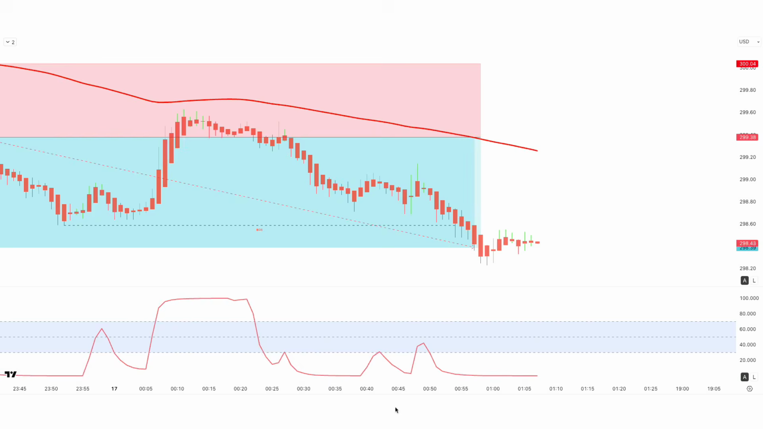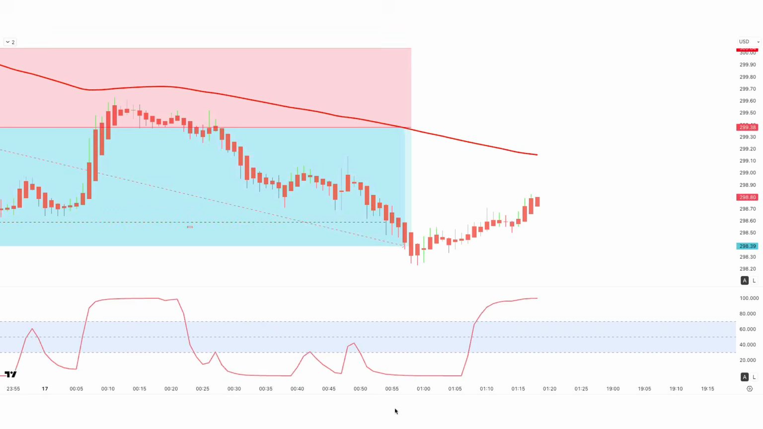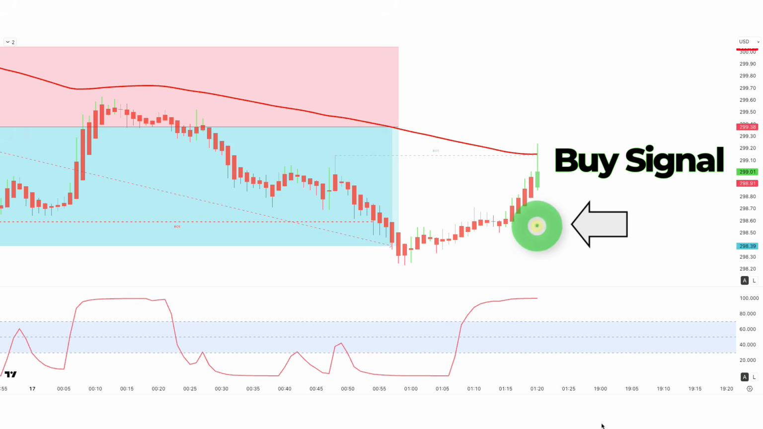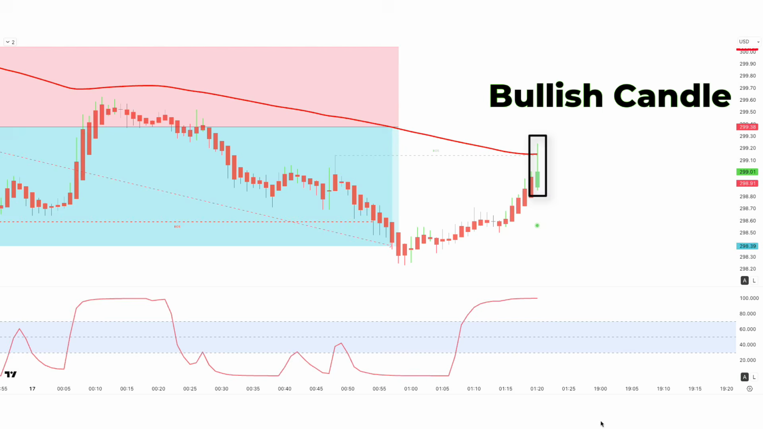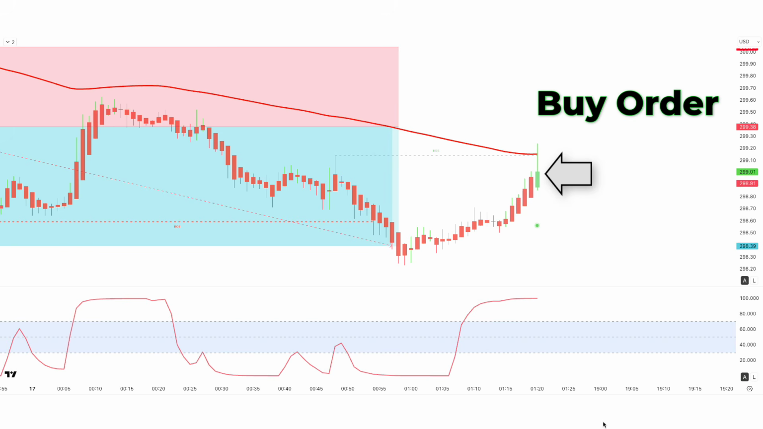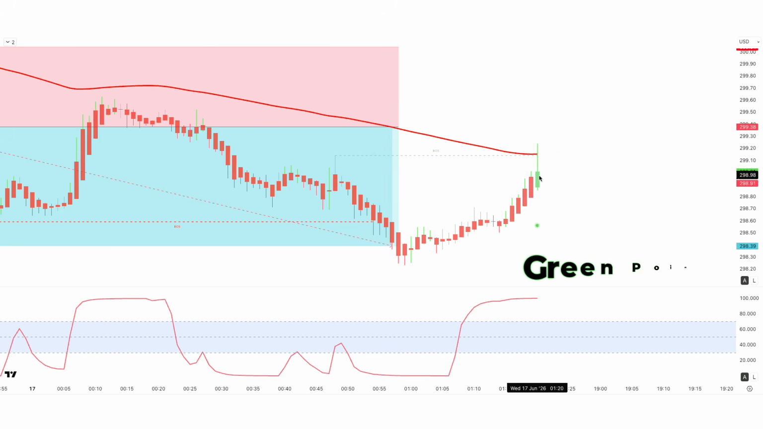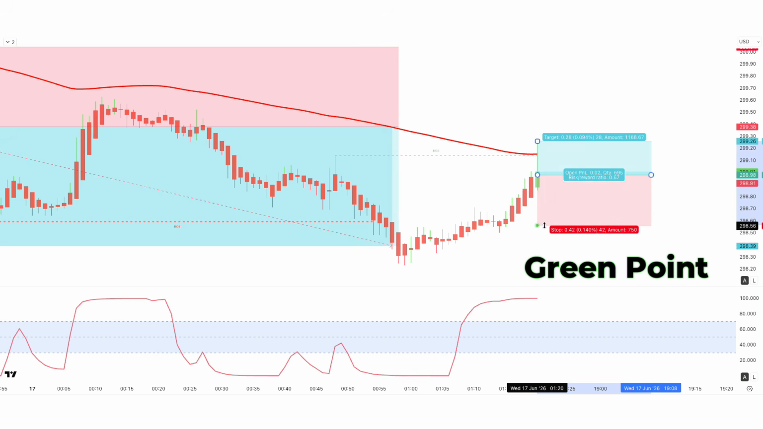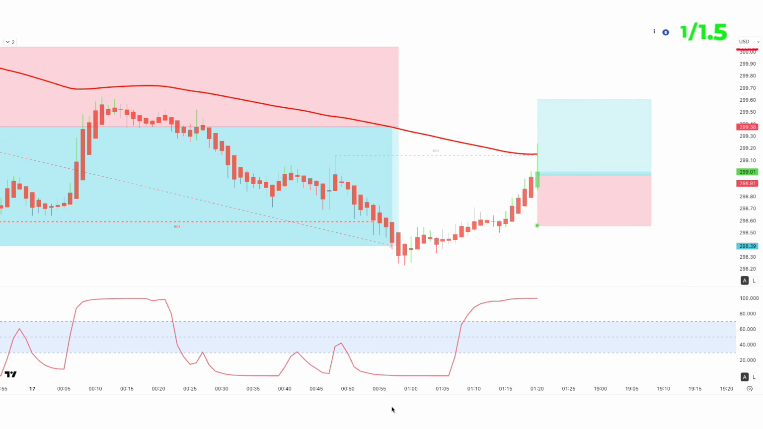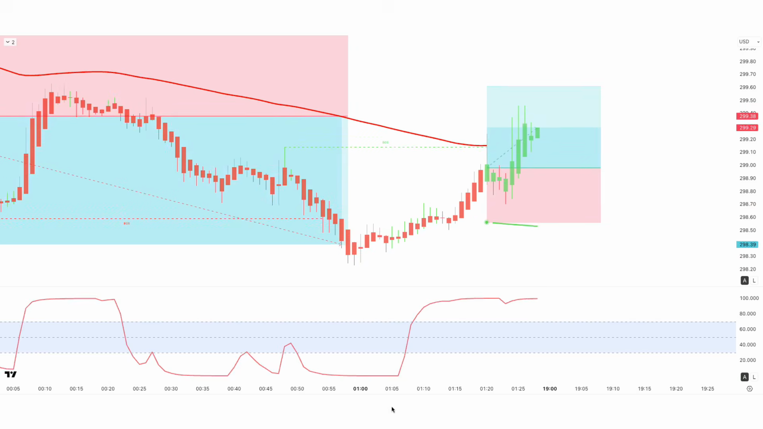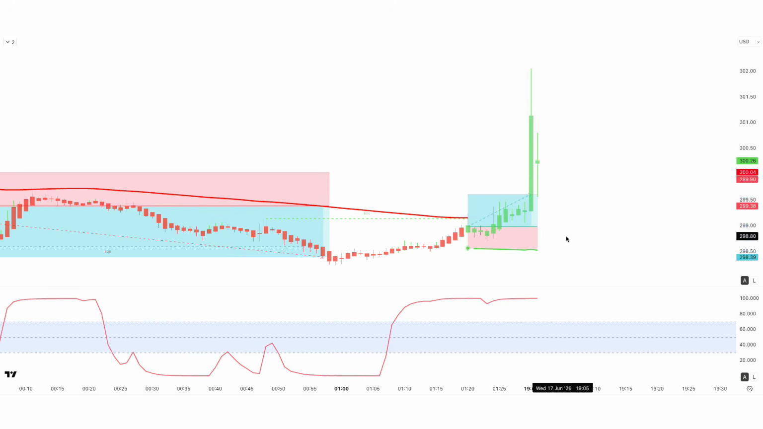Let us now understand the long position. When the Market Structure Confluence green point appears, this is a buy signal. The red line of Apparent Slow RSI should be above the blue area. When the market forms a bullish candle, if this condition is fulfilled, then we will place a buy order. Our stop loss is to be placed at the green point, and the risk to reward ratio will be 1:1.5. The market has completely hit the target.